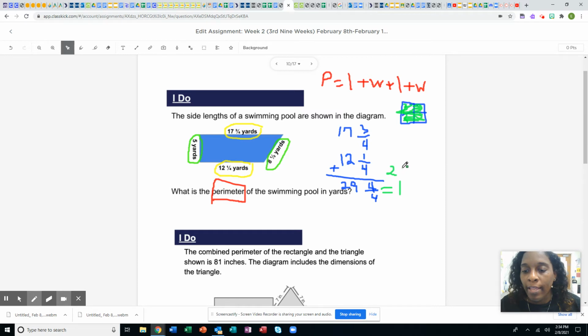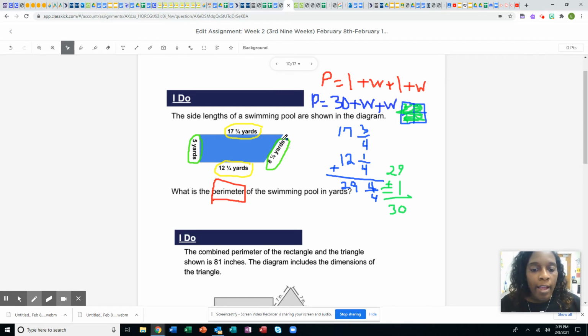So I have 29 plus 1 equals 30, okay? So my length for this shape, my L and my L, is going to equal 30. So I'm just going to plug this number into this expression, okay? So now my new expression is going to be P equals 30 plus W plus W, because we've already added the two lengths.